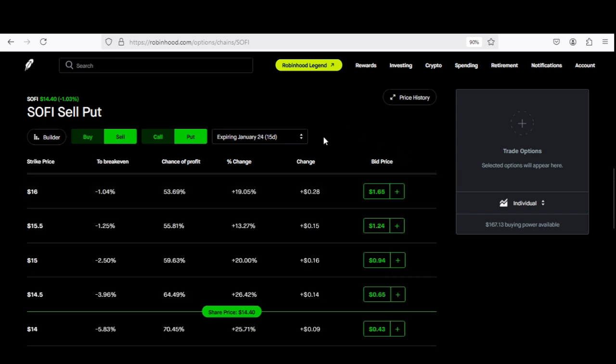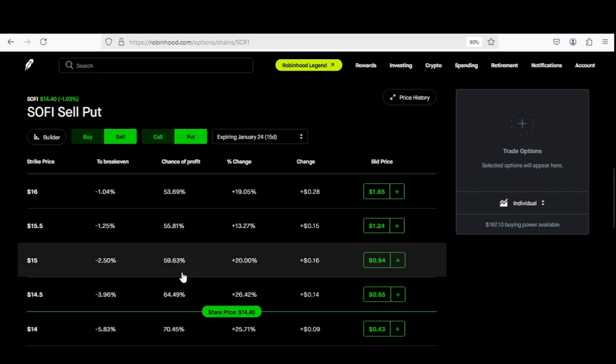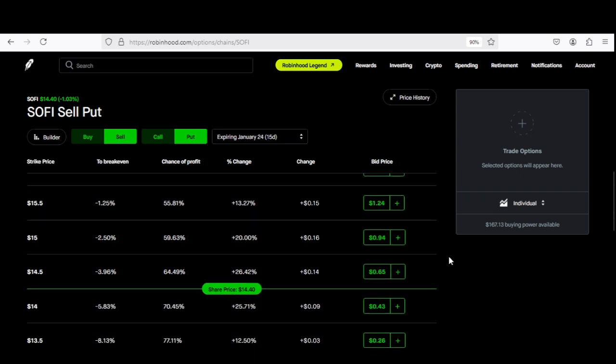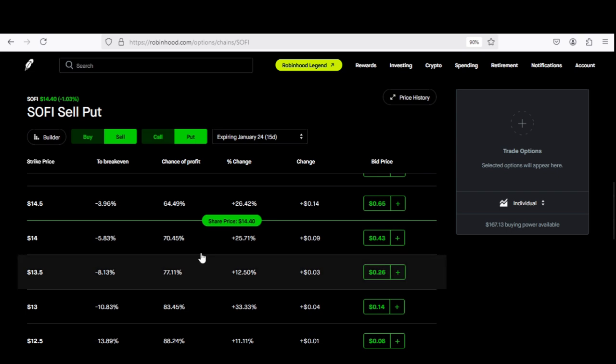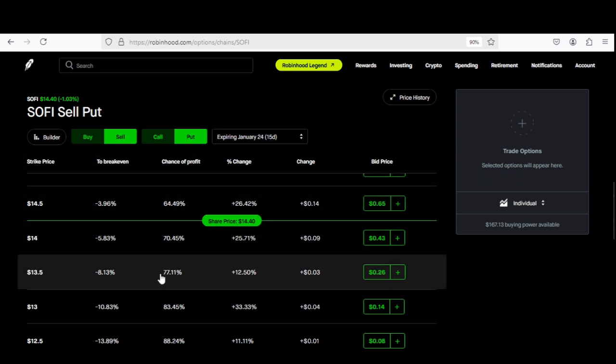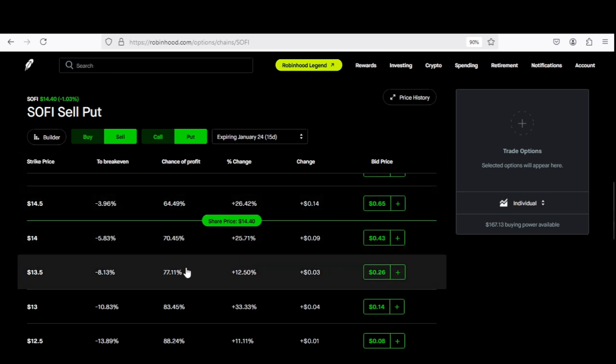Now I'm going to select my strike price. As you can see here, these are your strike prices, and then your share price is going to be right here highlighted in green. So you want to choose your strike price below this price right here. Let's scroll down just a bit more. So I'm going to be going with the $13.50 strike price. With the $13.50 strike price, my chance of profitability right here is going to be 77%. Your chance of profitability tells you the likelihood of this trade going in your favor, and that happens to be around 77%.